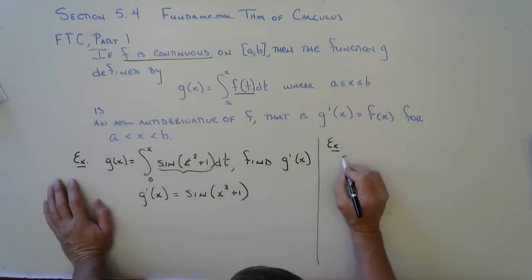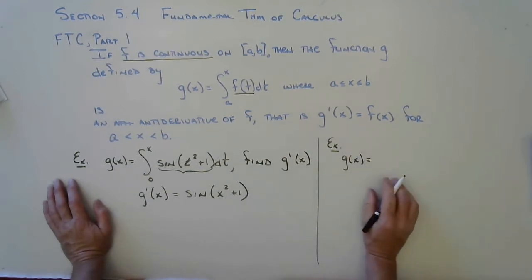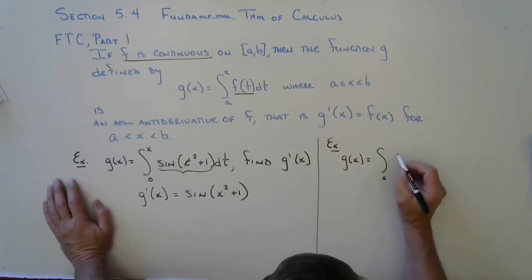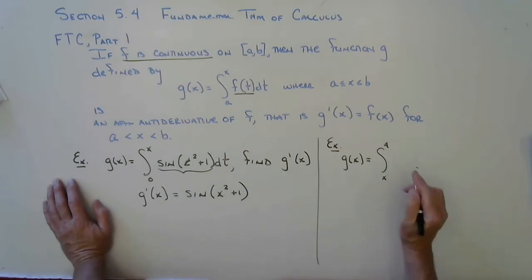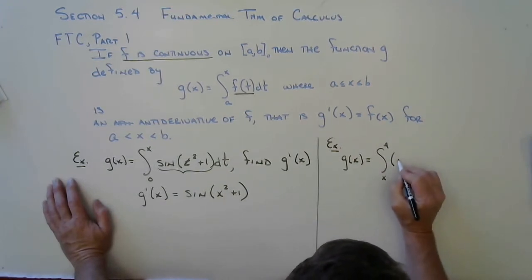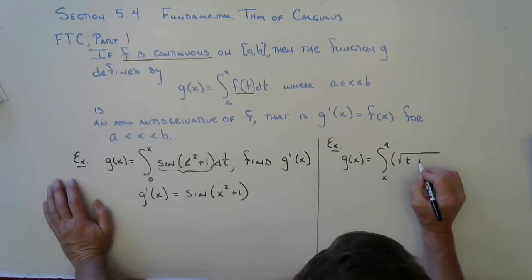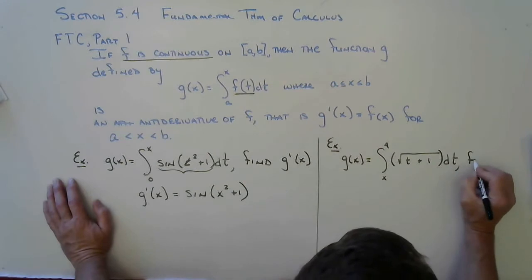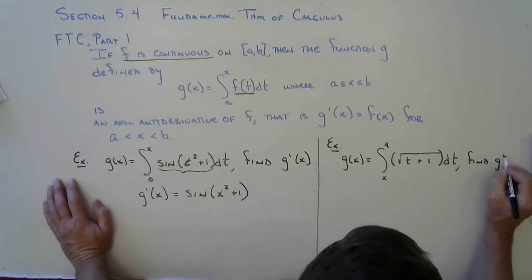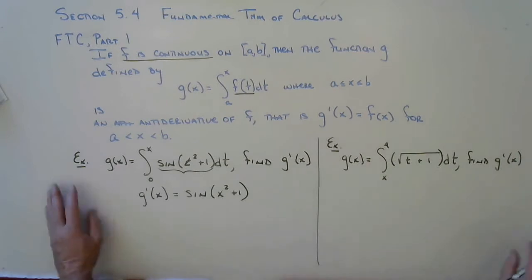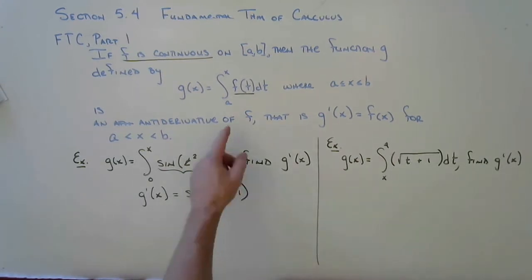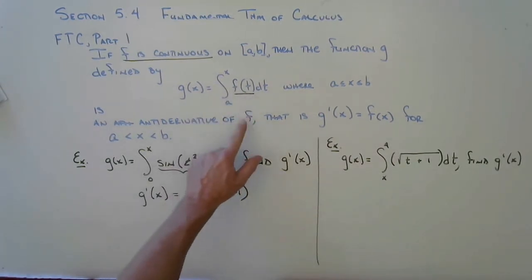Let's say g of x equals the integral, right? And we'll say this goes from x to 4, and we'll just do it as the square root of t plus 1 dt, and they ask us to find g prime of x. Okay, they want us to find the derivative. Now, what are we going to have to do? Well, over here, we took the upper bound, we stuck it in, and we were done. I mean, that's what the fundamental theorem of calculus says. Take the upper bound, stick it here, and you're done.